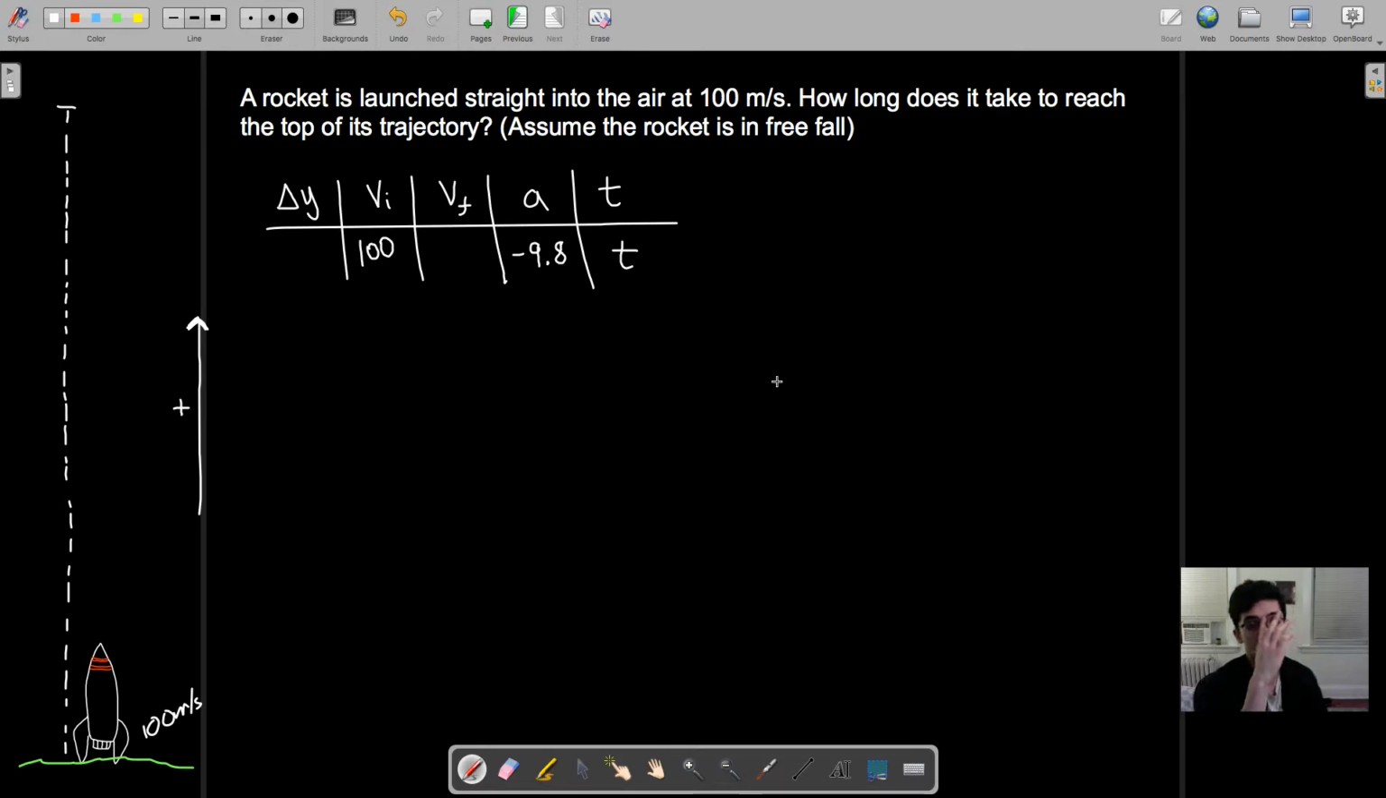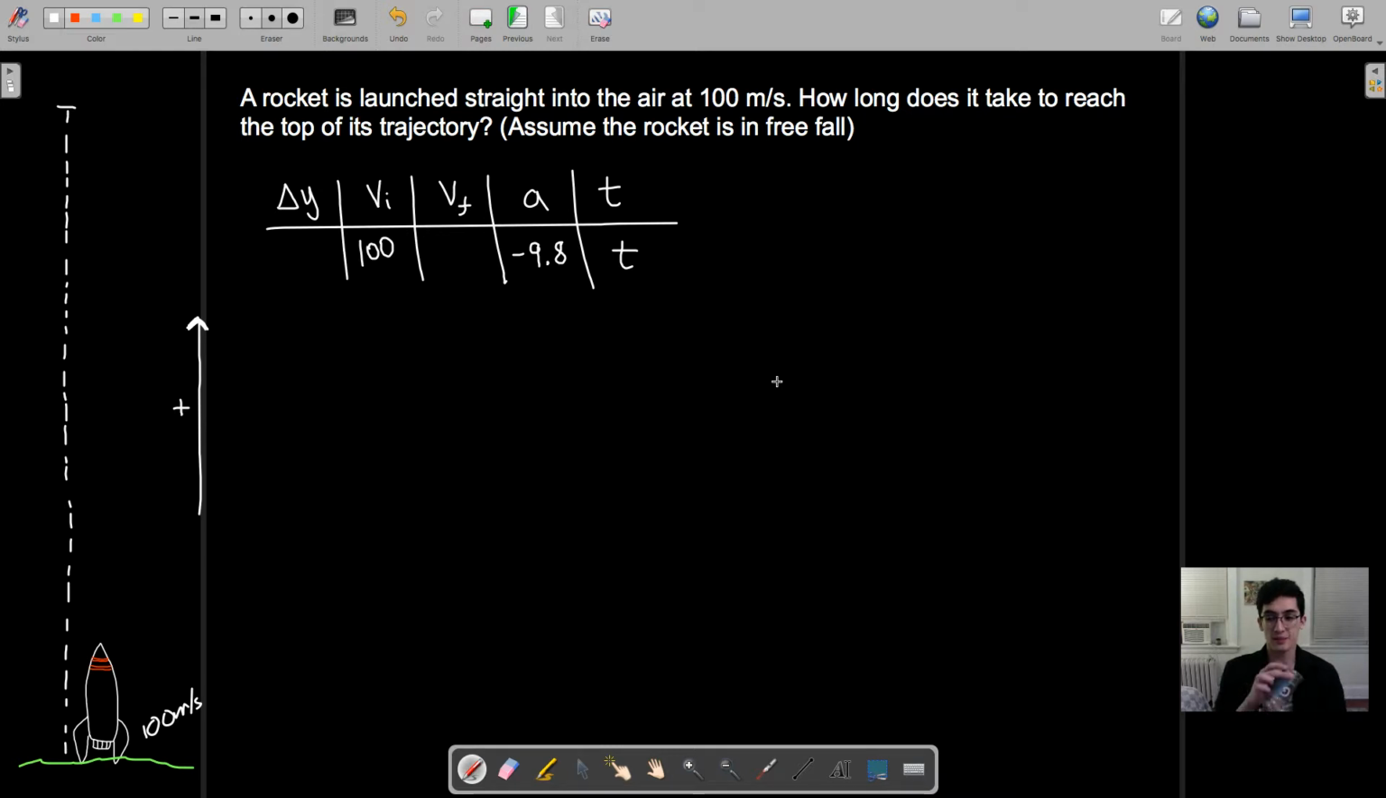And so my final velocity, I said I knew what it was at the top of my trajectory. The answer is that the final velocity at the top of the trajectory is going to be 0. Does that make sense to you? If it doesn't, think about it this way. Let's say I have this empty Gatorade bottle, and I toss it in the air.